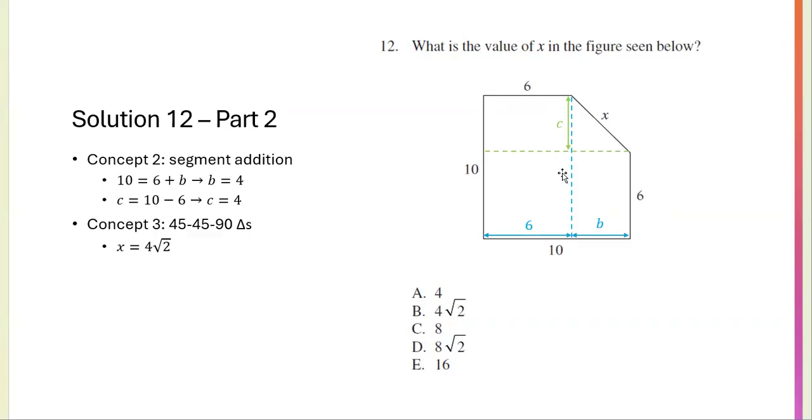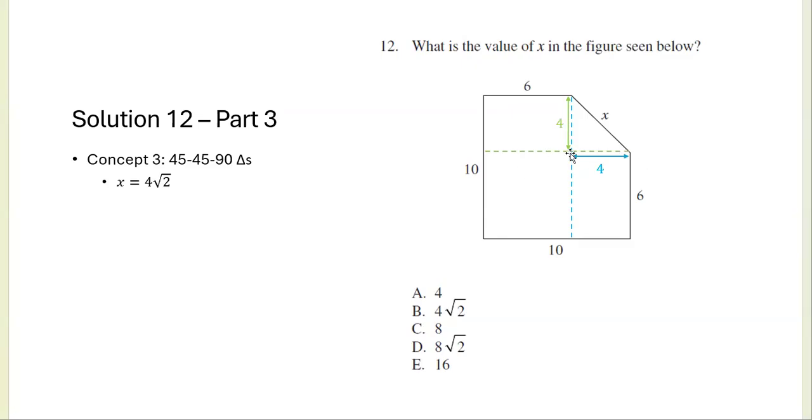Now, how does that help us? Well, look, this is 4, this is 4. If we assume this is a right triangle, by the assumption that these were right angles, then this would work. Then you can use the Pythagorean theorem or a 45-45-90 triangle. If we know that this is a right angle, it's for sure a 45-45-90 triangle because these two legs are congruent. So x would be 4 root 2.